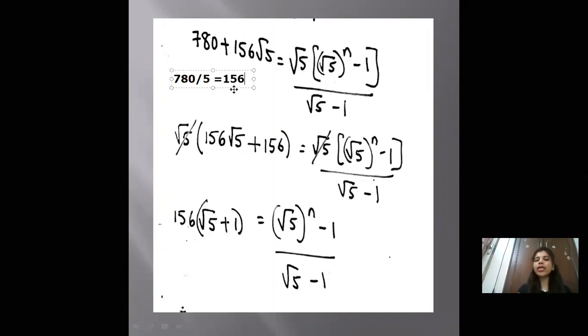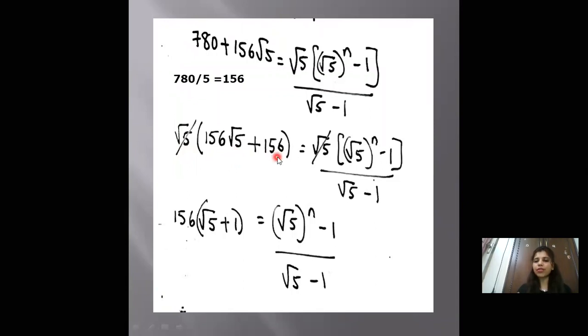780. So when you're pulling common root 5, as you know, root 5 into root 5 is nothing but 5. So as you just want root 5 outside, you will write 156 along with root 5, because root 5 into root 5 will give you 5 and 156 into 5 will give you 780. So that is how you have to understand what you will get in the bracket. I hope till here it's clear.